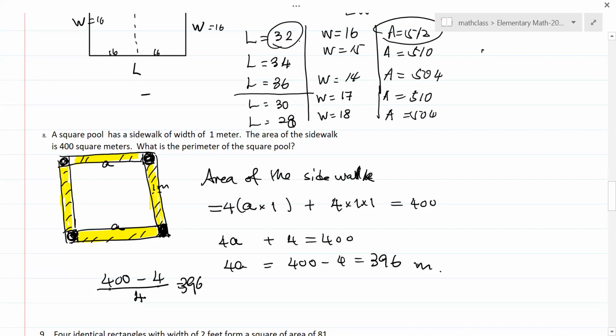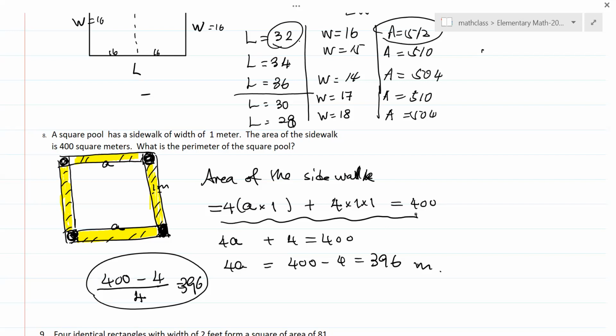Okay, so because the width of this rectangle is 1, A times 1 is going to be 396. Okay, but I prefer to set up an equation like that, and then you solve for A. Okay, A is the length of the square pool.